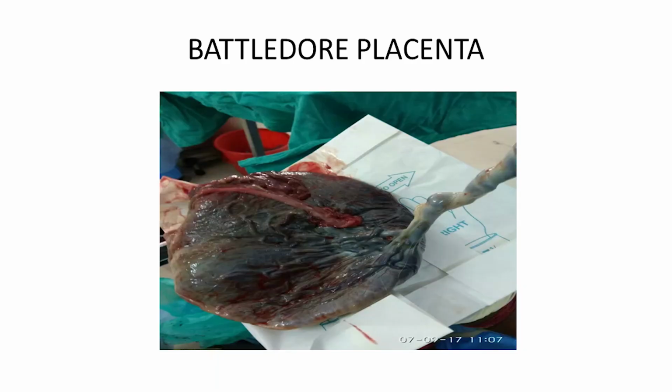Now, this diagram shows a battledore placenta. So we can see the cord being inserted at the margin of the placenta.